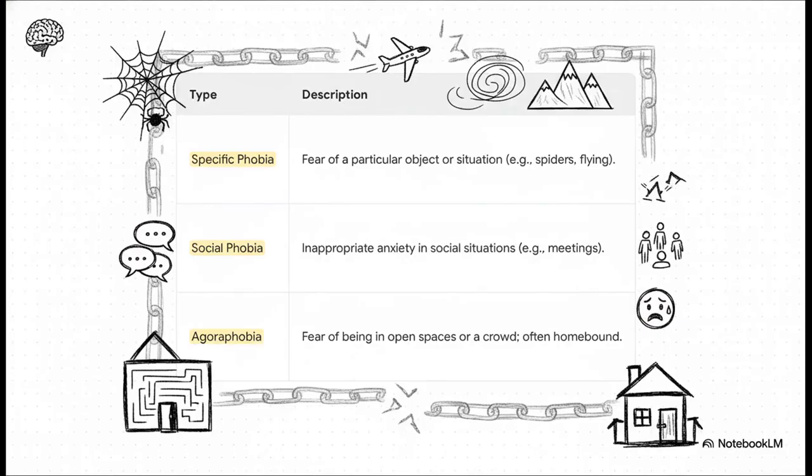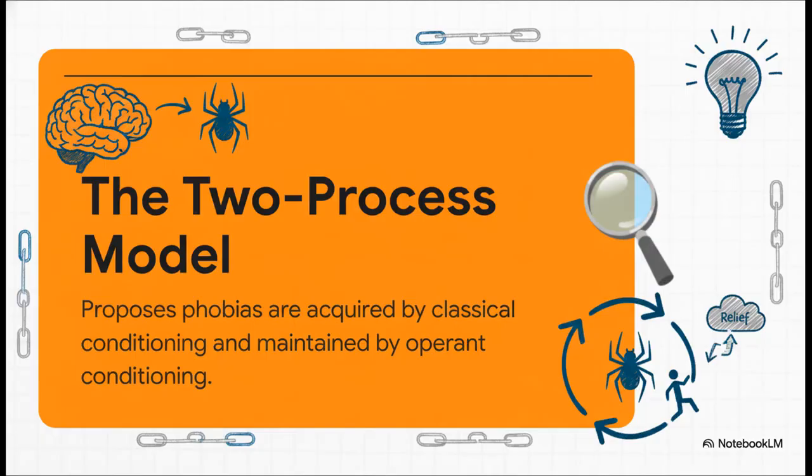To really show the examiner you've got this, you need to know the difference between the main types. Specific phobias are what we usually think of: spiders, heights, flying. Social phobias, which we now often call social anxiety disorder, are all about fear in social situations. And then there's agoraphobia, which is often misunderstood. It's not simply a fear of open spaces. It's a fear of being in a situation where you feel trapped or can't escape easily, which often leads to people becoming completely housebound.